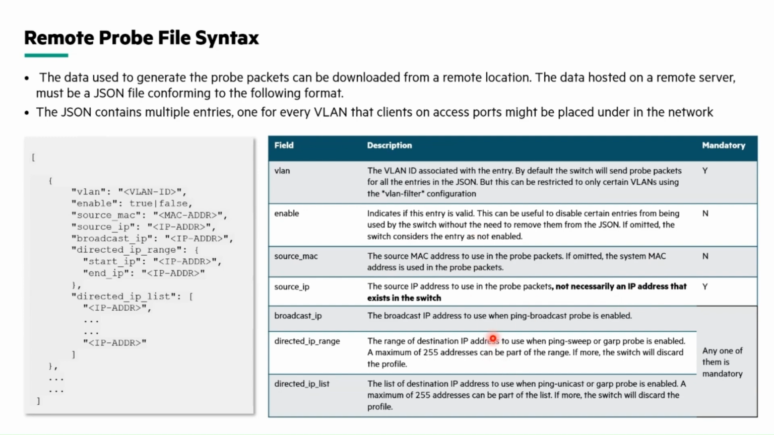Next comes the destination IPs. It can be either the broadcast IP, directed IP range, or directed IP list. The broadcast IP will be used for the probe type ping broadcast. The directed IP range will be used for the ping sweep or the gratuitous ARP probe type. Similarly, the directed IP list will be used for the probe type ping unicast or the gratuitous ARP. Both this directed IP range and IP list currently support a maximum of 255 addresses. Any one of them is a mandatory attribute to be configured in the probe profile.